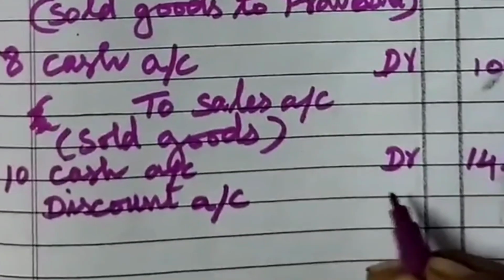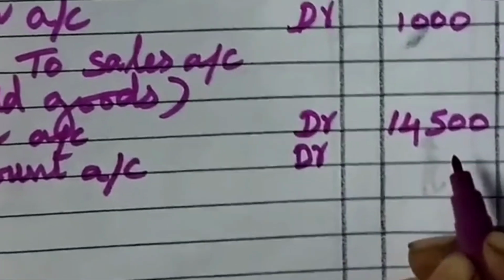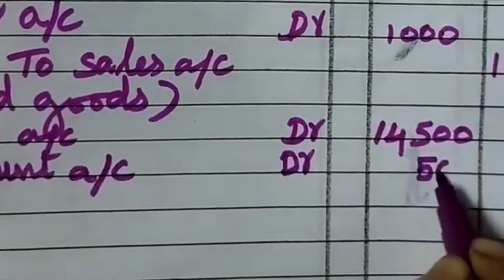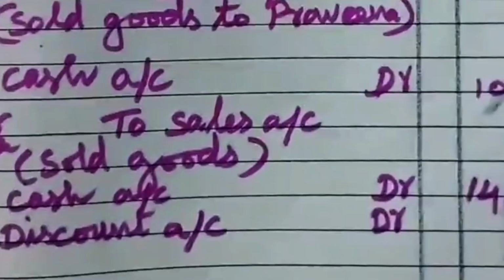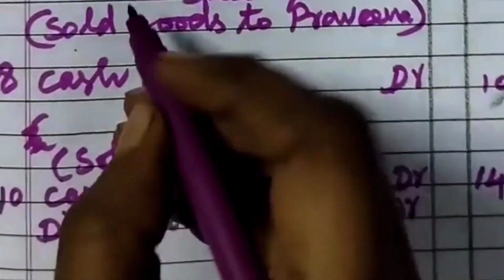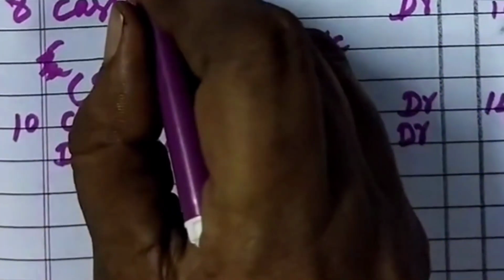So for this one also we have to write DR. Okay, what's the amount? 500. Now the total is 15,000. So credit, what name we have to give? That is Praveena account, already in debit. So we are giving credit means that account will be cancelled.